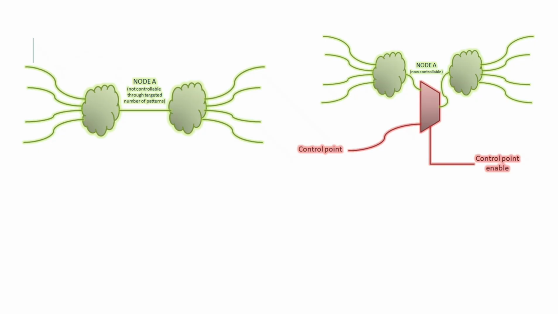This is one example of controllability, where to control node A, we are adding muxing logic and a control input. Based on this control point enable, this is the original connection and this is my control point connection. So instead of using my original connection, I am using the input which is added, so that it is controllable.